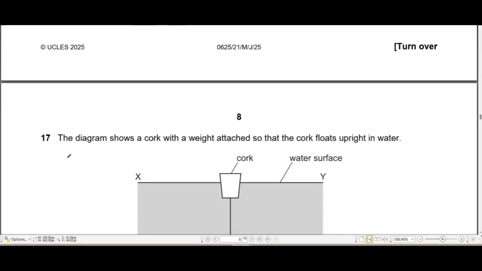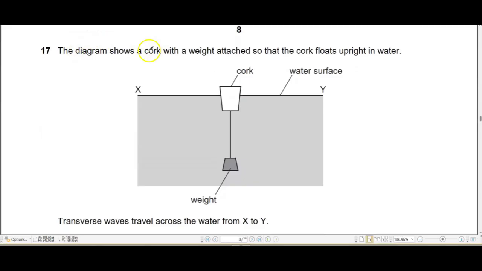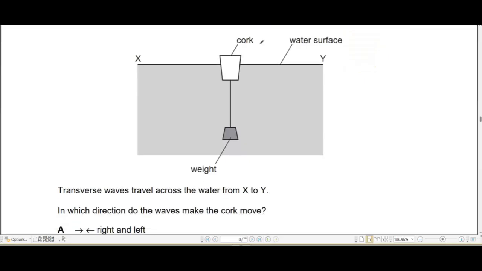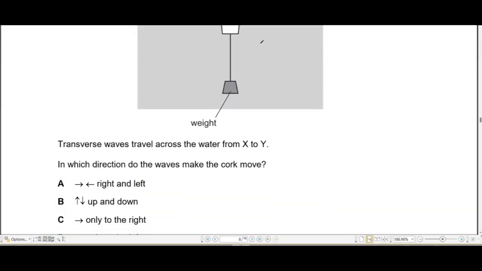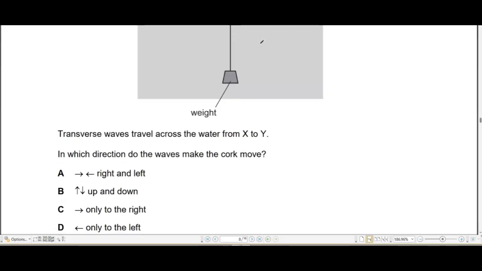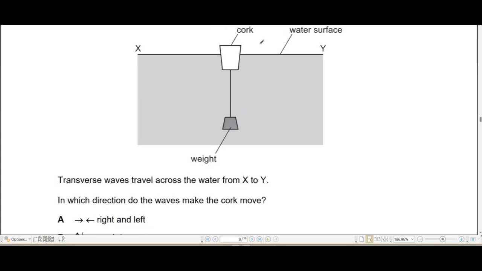Okay, moving on to question number 17. The diagram shows a cork with a weight attached so that the cork floats upright in water. A transverse wave travels across the water from X to Y. In which direction do the waves make the cork move? A, right and left, B, up and down, C, only to the right and only to the left. Transverse waves are the waves that have particles that move perpendicular to the direction of the movement of the waves. So the wave is going to move like this.